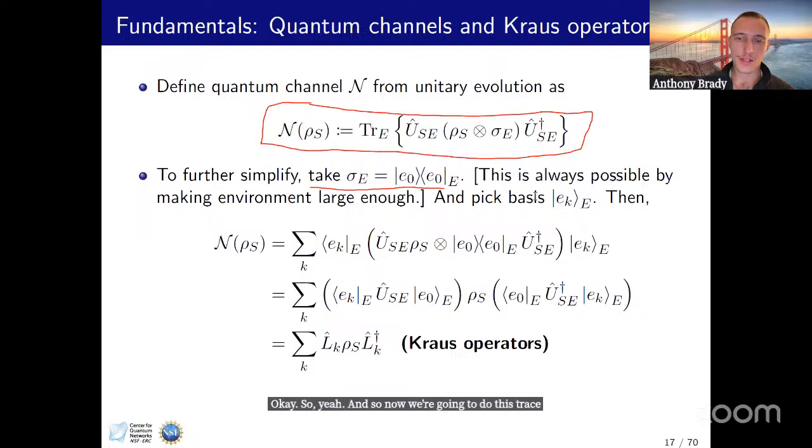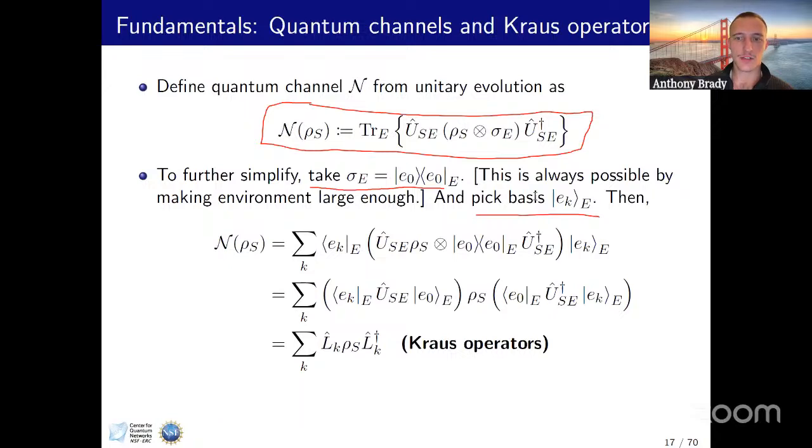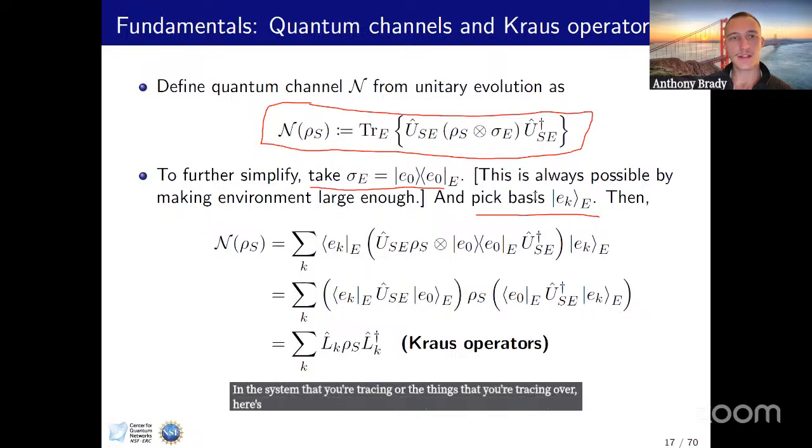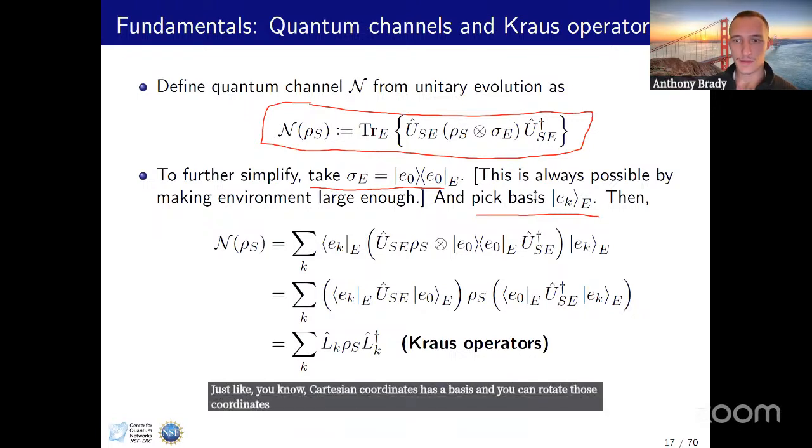To do the partial trace, you always just pick some basis in the system that you're tracing over. Here's the environment. You just pick some basis. Again, remember this is some Hilbert space, H of E. It's just some vector space with a basis, just like Cartesian coordinates have a basis, and you can rotate those coordinates. So you're free to pick a basis. So we pick a basis E.